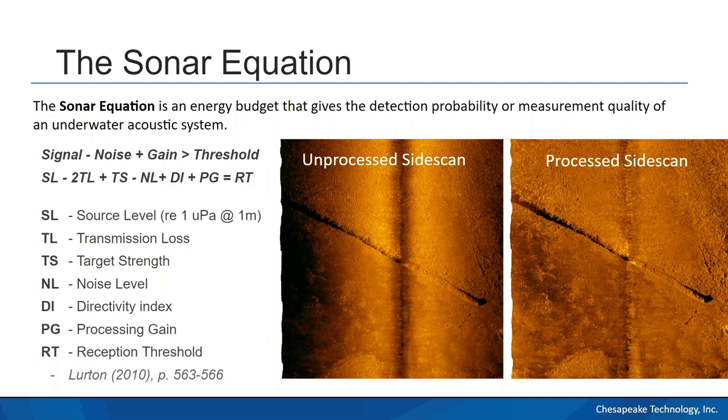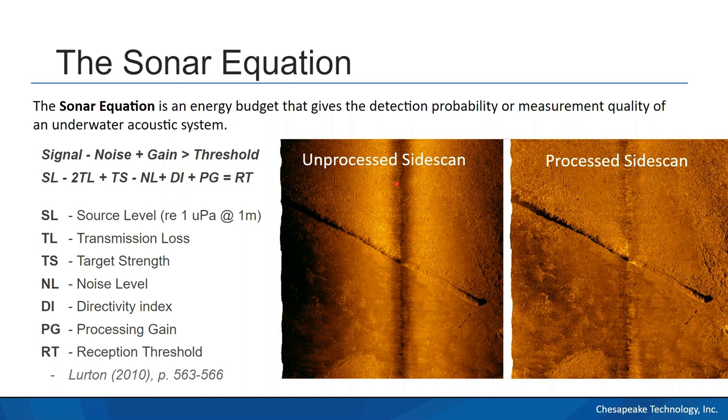Now, let's talk about the sonar equation. The sonar equation is kind of a way of expressing how the energy moves through the system from the transducer down to the seafloor, back to the transducer, and through all the processing. You can break it up into these basic parts here. You've got a signal. That's what we generate with our transducer. We have to subtract off the noise. Then we add a gain to that, which is what our talk today is about. And if that is sufficiently loud enough, then we will see a signal.